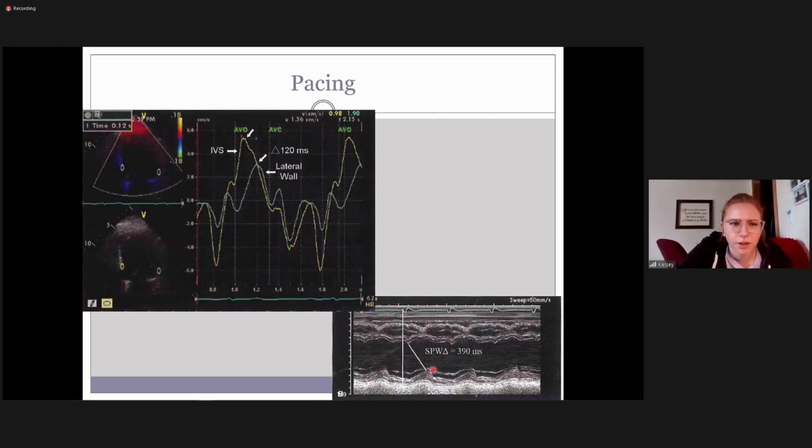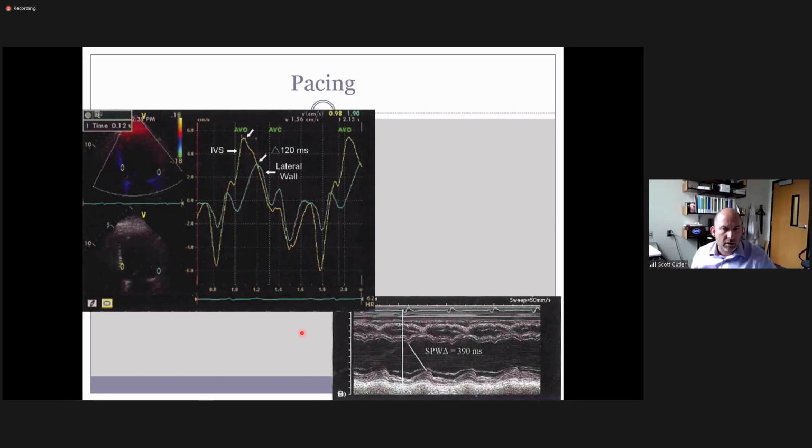So Scott, yeah, go ahead. In this situation, the lateral wall has some sort of electrical problem, or how would you say, what is the problem? There is an electrical problem. From this one picture, I can't say which one it is for sure. All we can say is that the septal wall is squeezing earlier than the lateral wall, and they need to squeeze at the same time. Okay, so that's all we can really say about it.